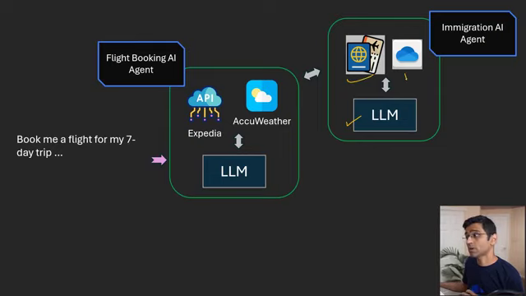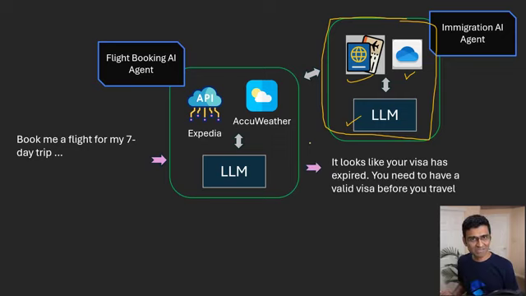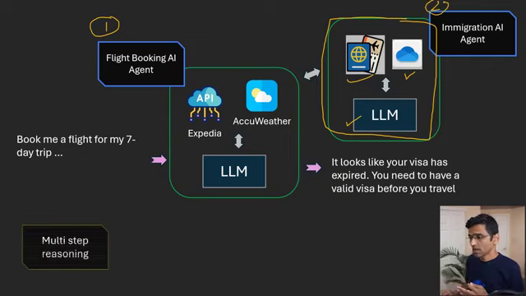It has access to your OneDrive where you have kept your passport and your immigration records. And now this immigration agent, this green box, will check your visa eligibility, and it will say, hey, you know what, your visa has expired. So even before you book a ticket, you need to apply for a visa. So this is even a complex system where there is not just one agent, there are two agents. The first agent is flight booking, the second one is the immigration AI agent.